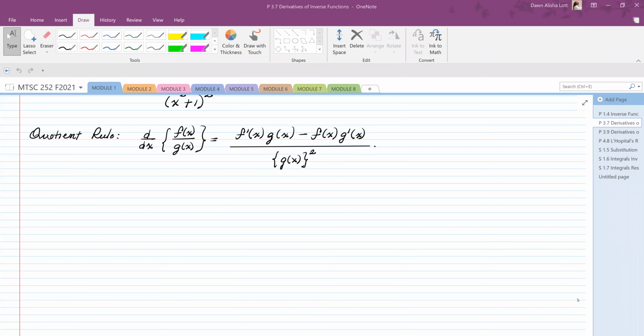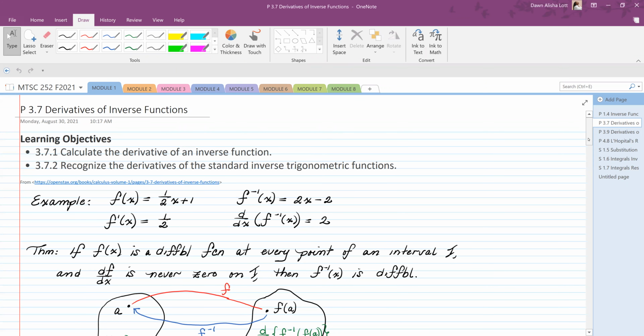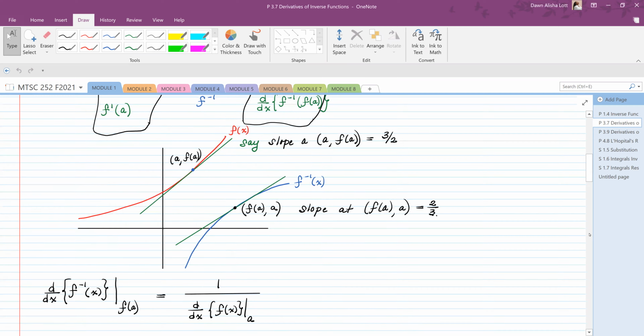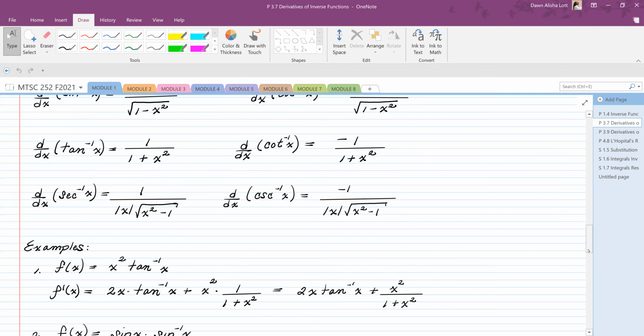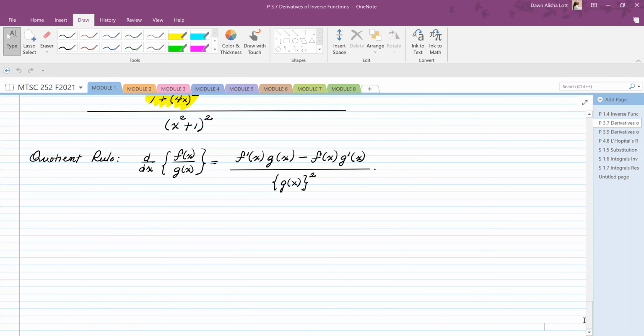So we are working in section 3.7, derivatives of inverse functions. And we talked about how to find the derivative of the inverse function at a particular point. And then we talked about derivative of inverse trig functions. So what I want to do today is just kind of a review of all of that. All right, so here's a review.